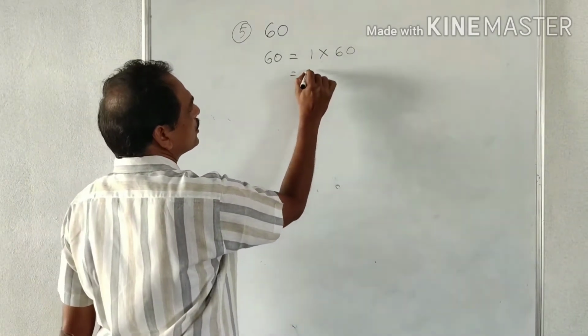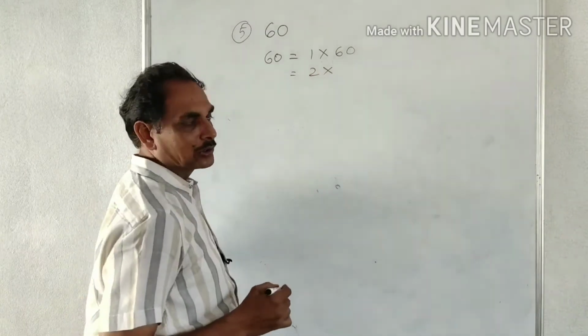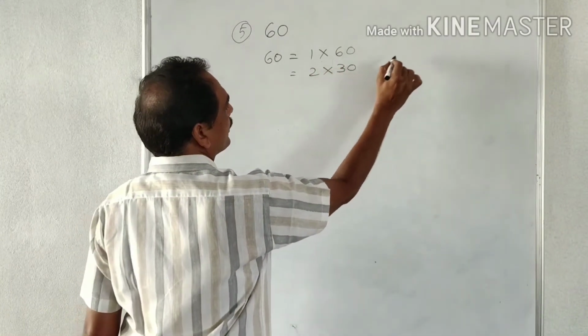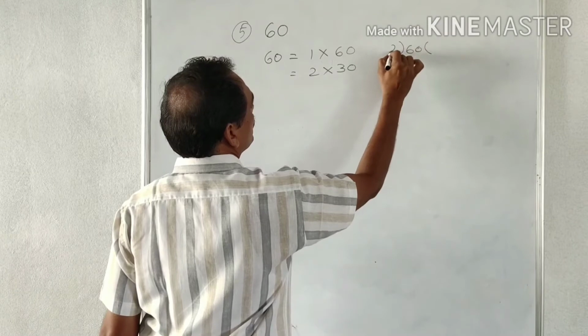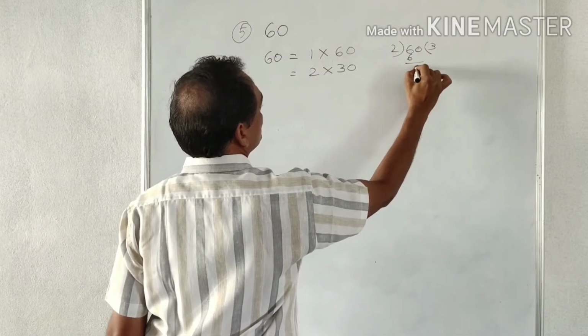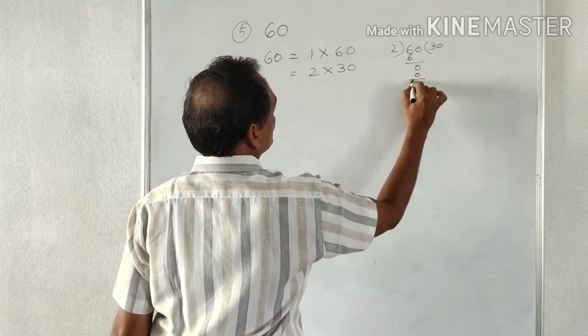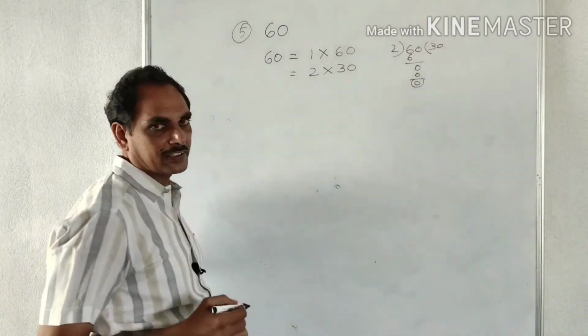So next, 2 into 2 30s, or we divide 60 by 2. 2 3s are 6, 2 0s are 0, 0. So 2 into 30 is equal to 60.